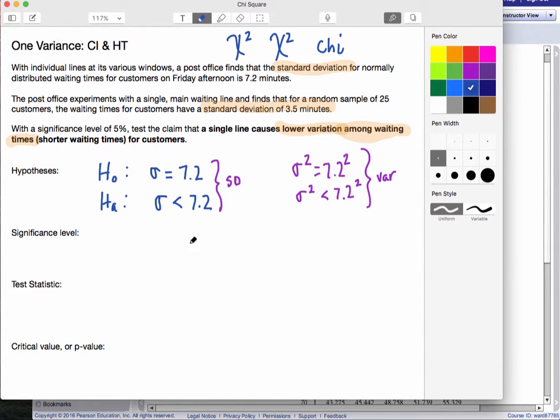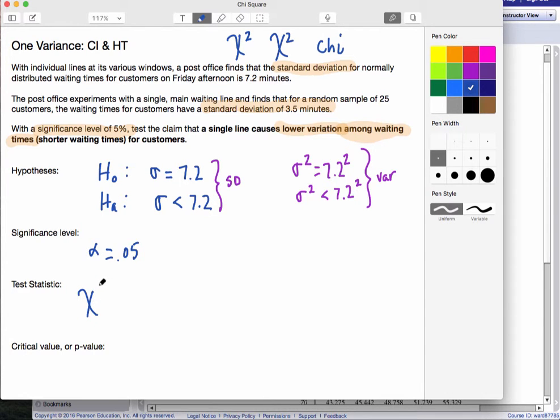All right, on to the next step, significance level. So we're told with a significance level of 5%, here we go, so we're going to use alpha equals 0.05. If this wasn't given to you in the problem, then you get to make it up yourself. You could choose 5, you could choose 10, or 1%, whatever you like. So the next step is our test statistic. Now, the variance, or the standard deviation here, has a different distribution.